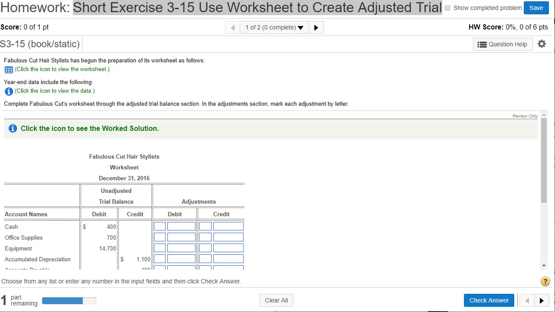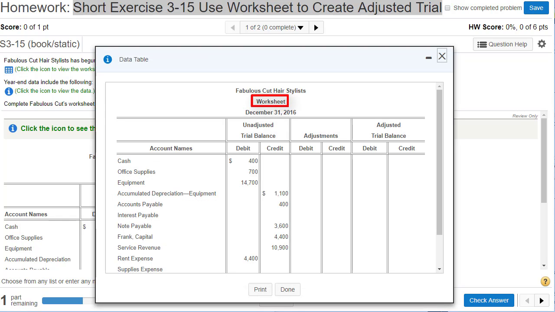Short exercise 3-15. We're going to use a worksheet, which looks like this, to create the adjusted trial balance. The worksheet, which in the real world is created using a spreadsheet, shows our unadjusted trial balance on the left. The term unadjusted means that not all the accounts are up to date. In other words, it's before we have adjusted our accounts to make them accurate.